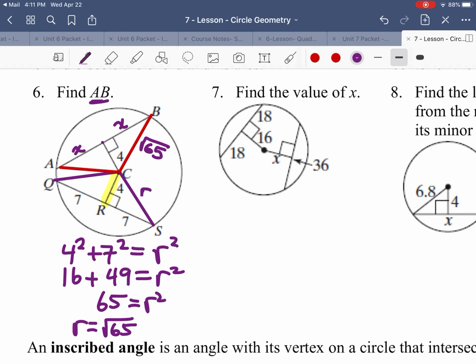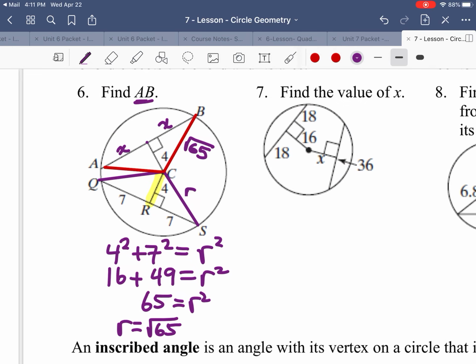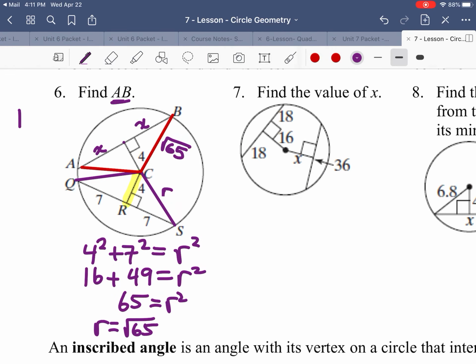Now, because again, all radii are congruent to one another, we're looking at two triangles that are going to end up being congruent. All right. So how do I know they're congruent? Well, there's a couple of ways. But one way is that it's the hypotenuse leg theorem. The two triangles are congruent.